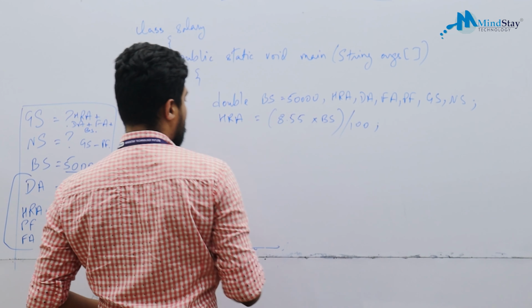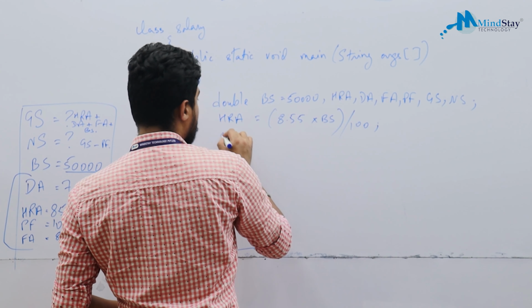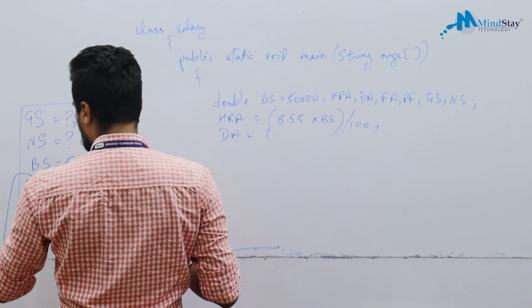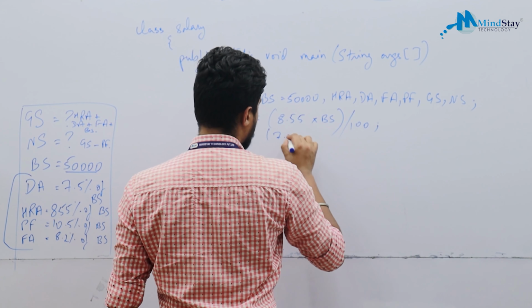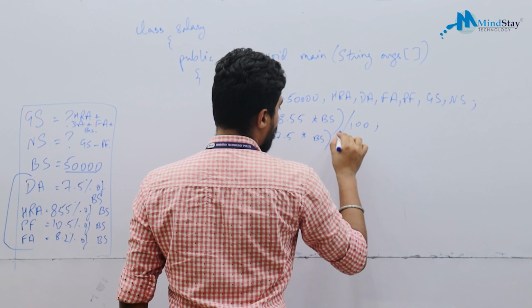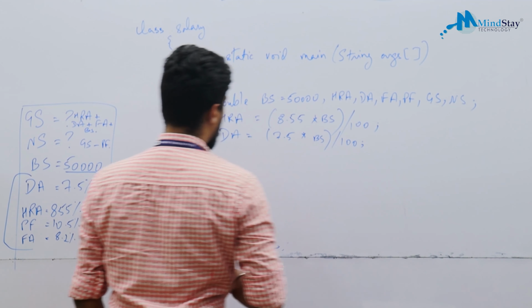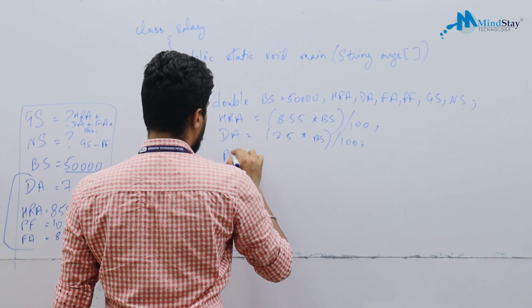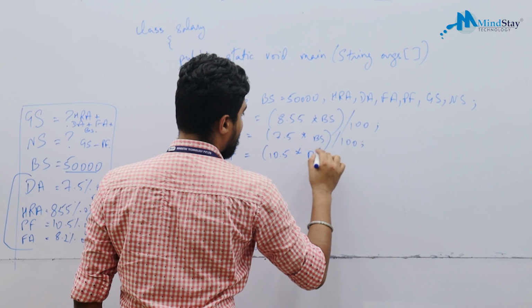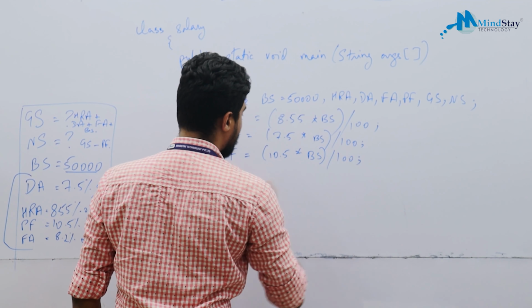8.55% of what? Of basic salary. Okay, then we have DA. For DA, again I'm going to use the same formula, that is 7.5%. 7.5 multiplied by BS whole divided by 100. Similarly for PF, that is 10.5 whole multiplied by basic salary whole divided by 100.